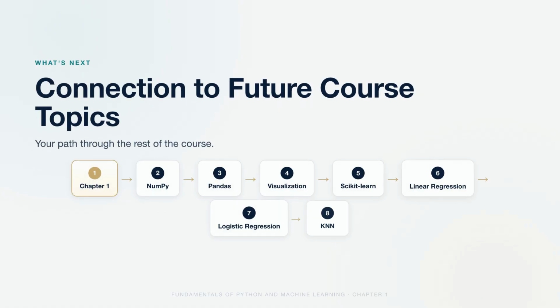Chapter 1 prepares us for the rest of the course. Next, we will work more directly with Python tools. We will use NumPy for numerical data, Pandas for tables and datasets, visualization tools for charts, and scikit-learn for machine learning models. Later, we will study linear regression, logistic regression, and k-nearest neighbors. All those topics build on the foundation from Chapter 1: data, features, labels, models, training, testing, evaluation, and responsible use.